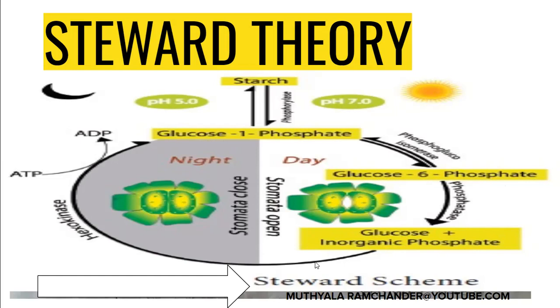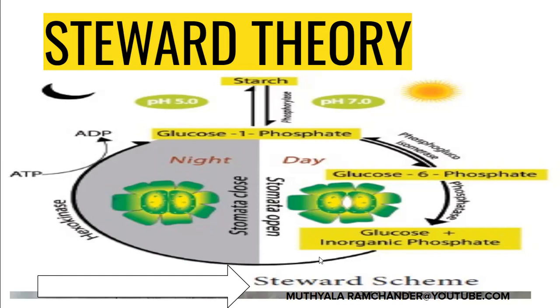So the guard cells contain a high concentration of glucose, and it helps in endosmosis. Endosmosis helps in the open movement of stomata during the daytime.